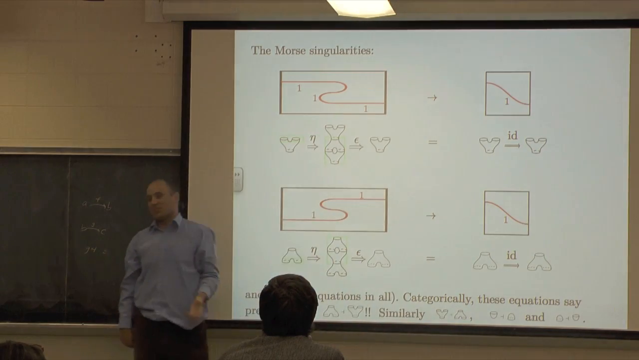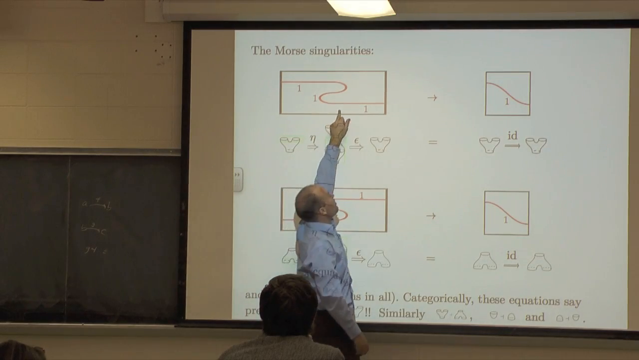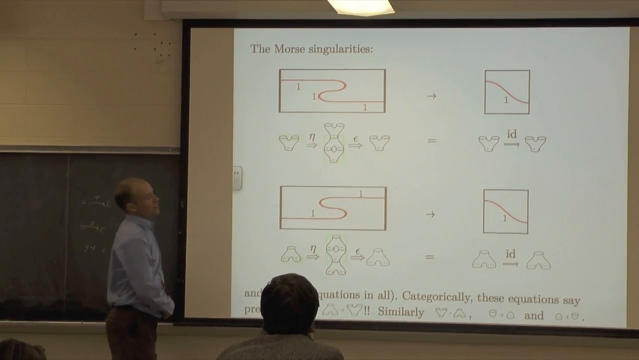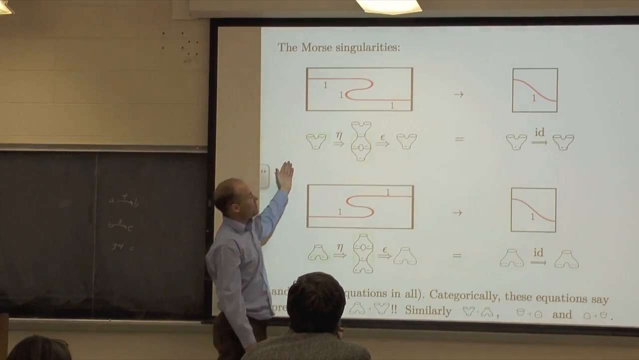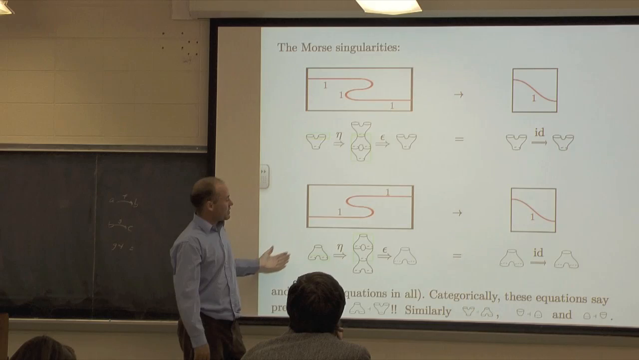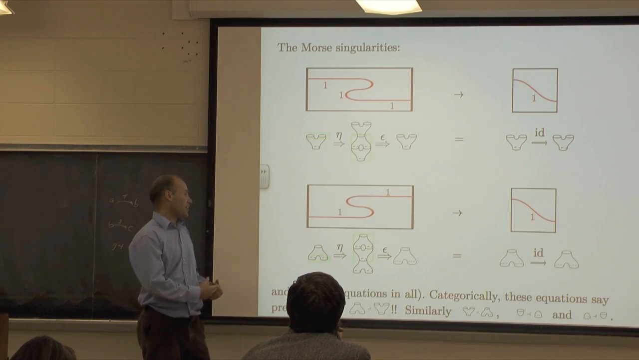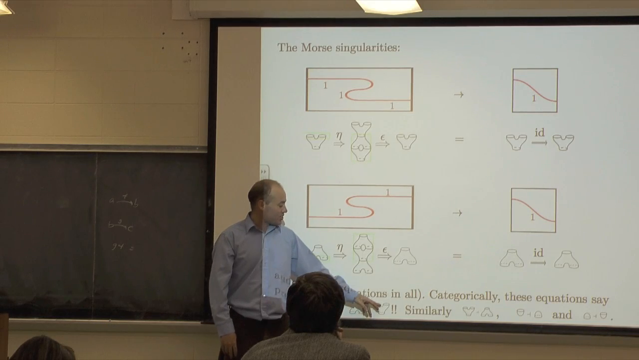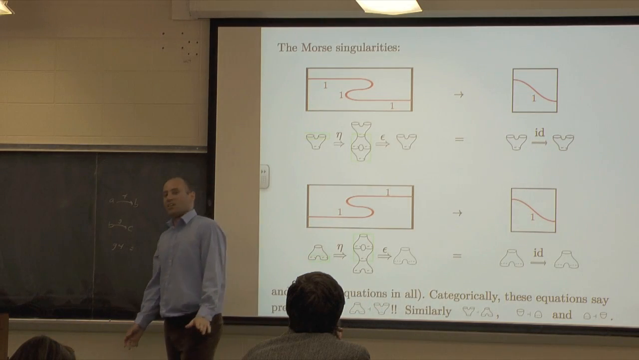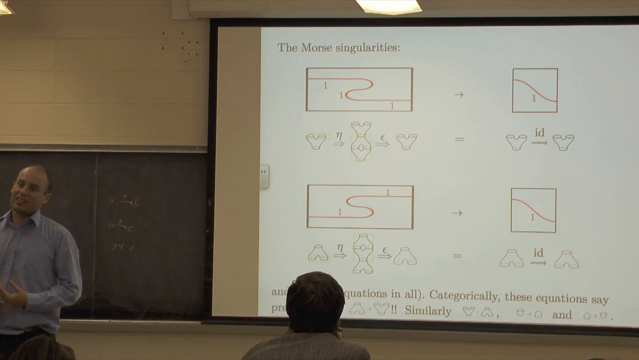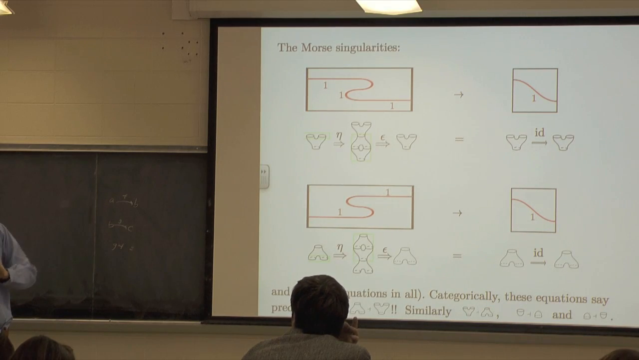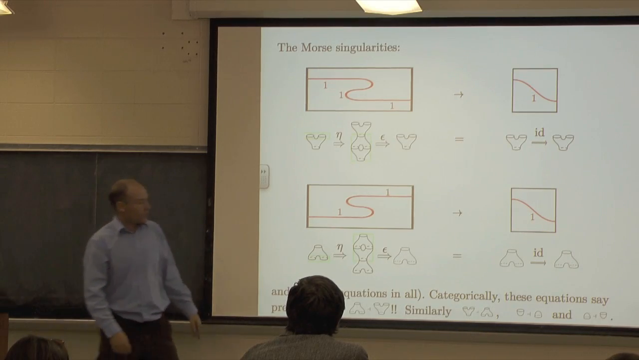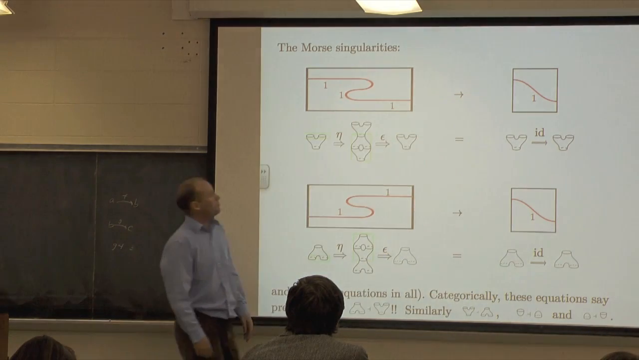Or at least diffeomorphic to it, because I can smoothly go from here to here in the space of functions. So this gives me an equation at the level of 2-morphisms. It gives me my relation. I get this one, and running time backward, I get the other one. Categorically, these are exactly the statements that this morphism here is the adjoint of that morphism there. So if you like adjoints, then Morse theory and adjoints go hand in hand. And you also get similar ones for cups and caps.